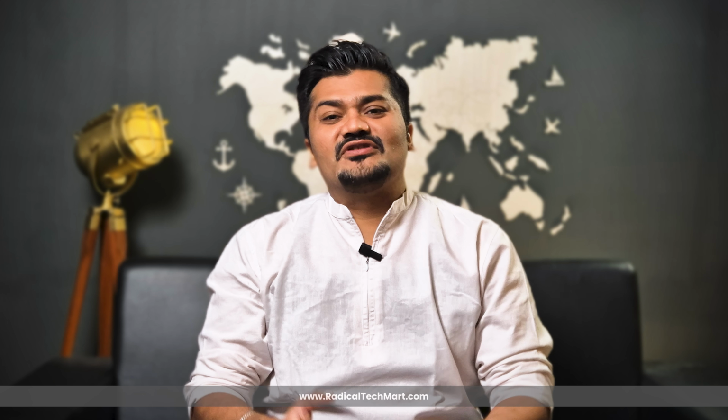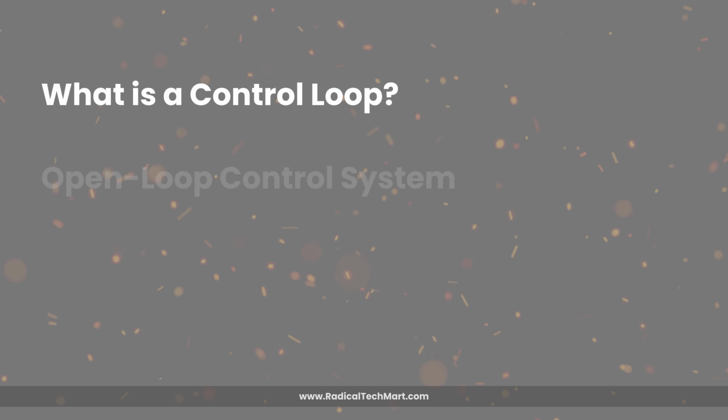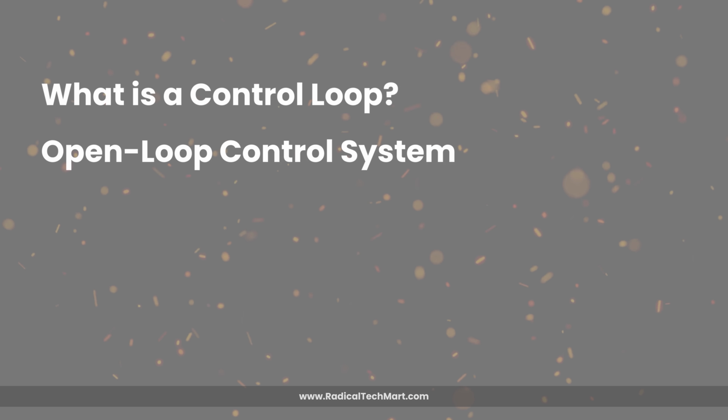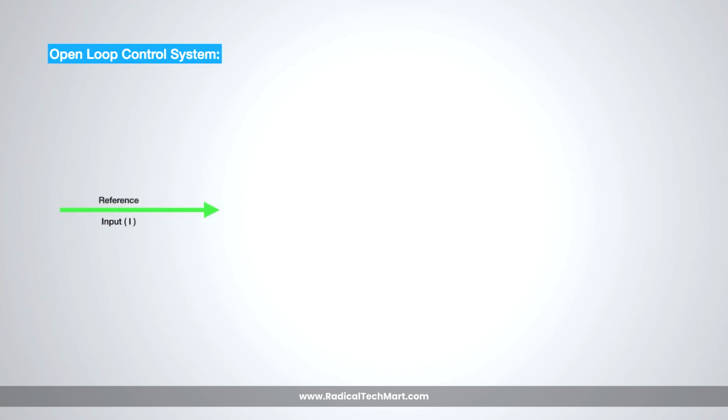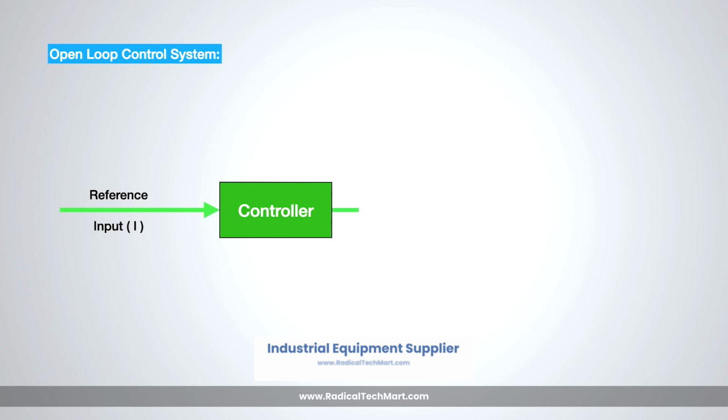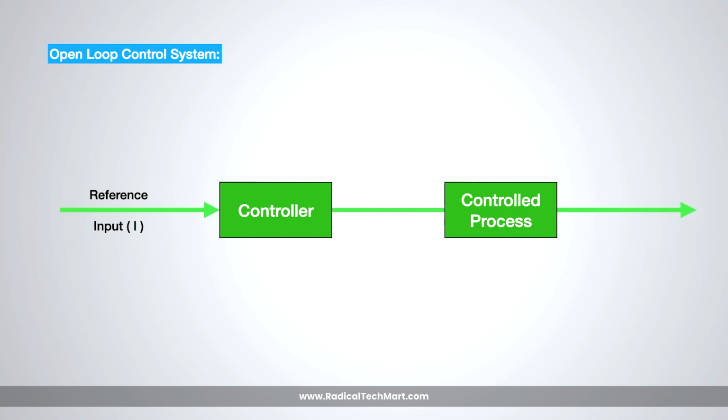Now let's explore the two main types of control loops. The first one is the open loop control system. This system operates without feedback, meaning it doesn't check if the output is correct or not. Now let's check how it works. Step 1. The controller sends a command to the final control element. Step 2. The system runs its process without checking the actual output. Step 3. There's no automatic correction if something goes wrong.